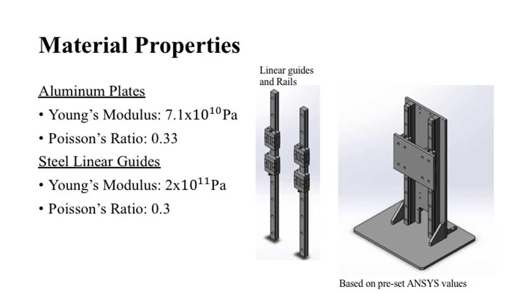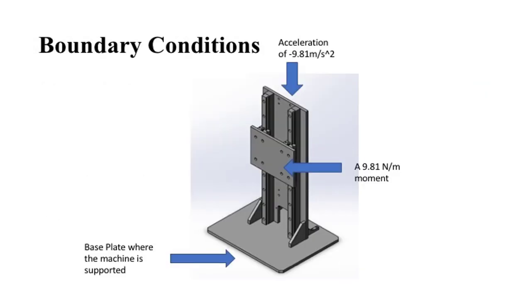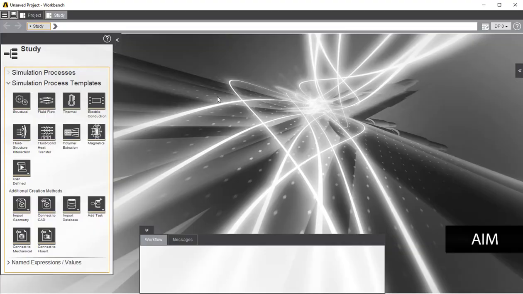pascals or greater. The forces acting on the machine are caused by gravity and a 9.81 Newton meter moment. This moment is an approximation of what would occur if a 10 kg mass was mounted to the front plate and its center of mass was 0.1 meters away from the plate. It is assumed that there will be no other external forces and that the machine is sitting on a flat horizontal surface. To start the analysis, select Structural Template.